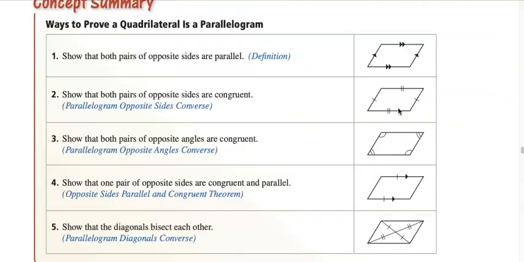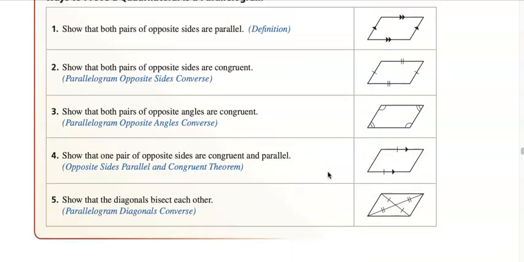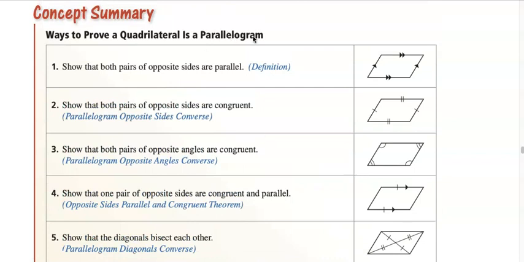All right, so there's a lot in that one, so a couple of recap. How do you prove a parallelogram? Opposite sides are parallel, that's the definition. Opposite sides are congruent, parallelogram, opposite side converse. So if the opposite sides are congruent, then this is a parallelogram. Opposite angles are congruent, then it's a parallelogram. One pair of opposite sides are congruent and parallel, it's a parallelogram. Or the diagonals bisect each other, it's a parallelogram. So these are all different ways to prove that this is in fact a parallelogram.